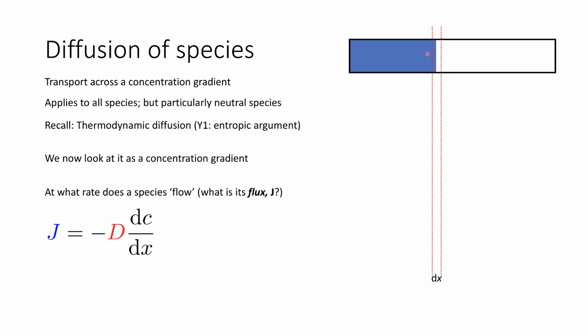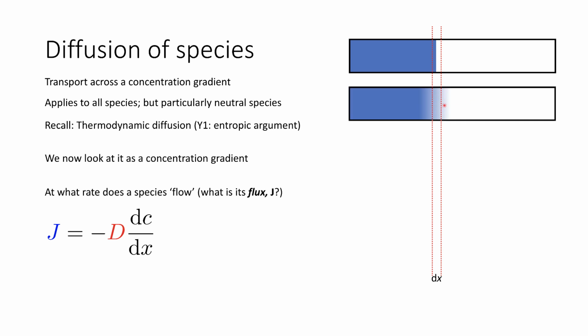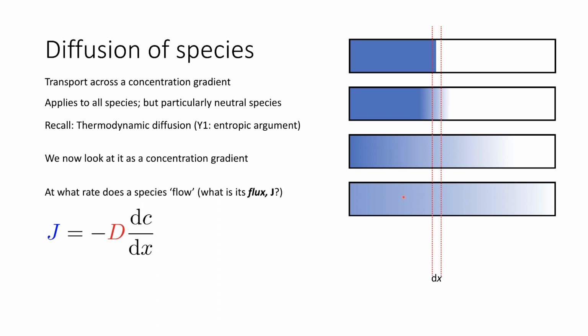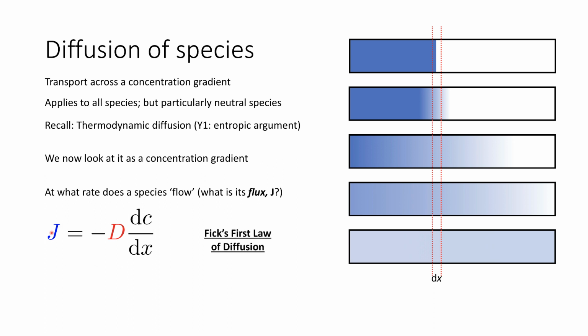Well, we're going to get a flow from left to right across this little region of space, and the boundary between it becomes more and more diffuse, until we get to a point where there is no difference between the two, so the rate of change of concentration with distance becomes zero, and we have no more flow happening. This relationship is known as Fick's first law of diffusion, and it simply states that the flux is proportional to the change in concentration over distance.